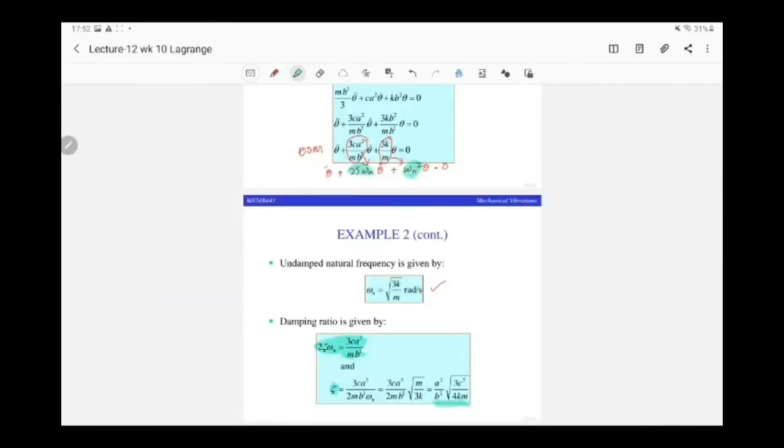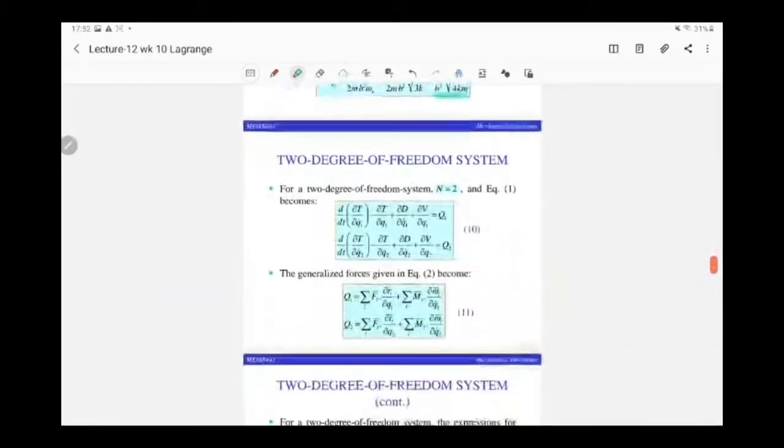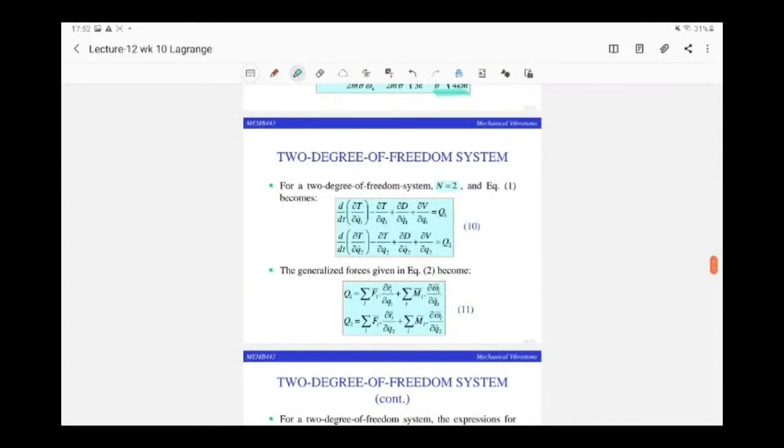Okay, we're done with example 2. Then we move on to the second part, which is the 2 degrees of freedom system. I've mentioned earlier, if you have a 2 degree of freedom system, then you would need to have 2 equations. So you have to do it one by one with respect to each of the variables Q1 and Q2.